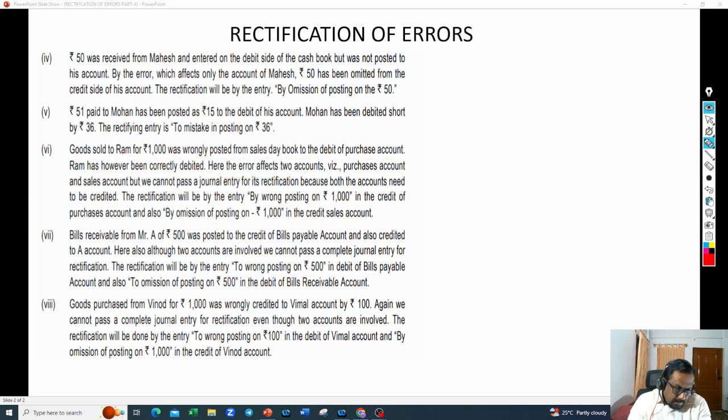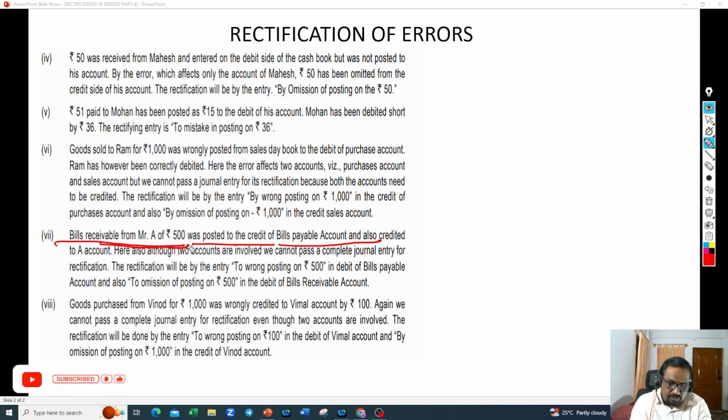Next. Bills receivable from A, 500 rupees was posted to the credit of bills payable account. Bills receivable from Mr. A, amount receivable. Whenever we reach the bills receivable chapter, I will explain in detail how these entries are posted. I'm just giving an entry.